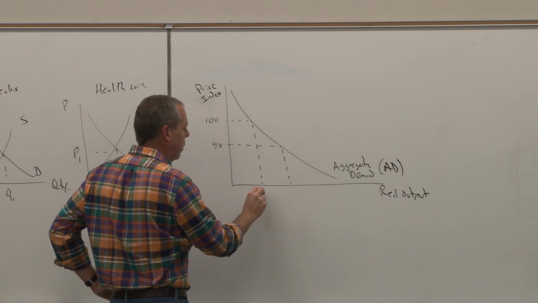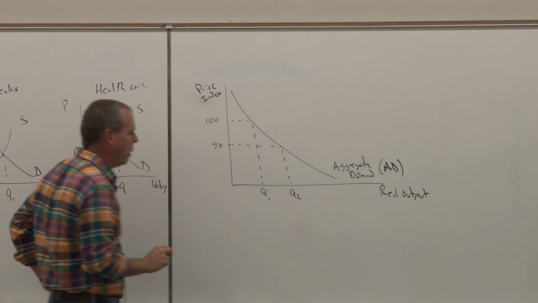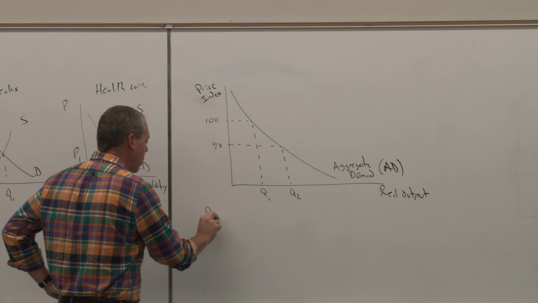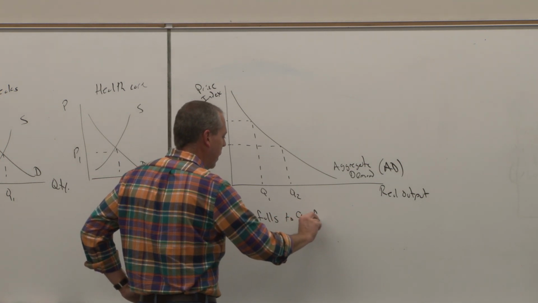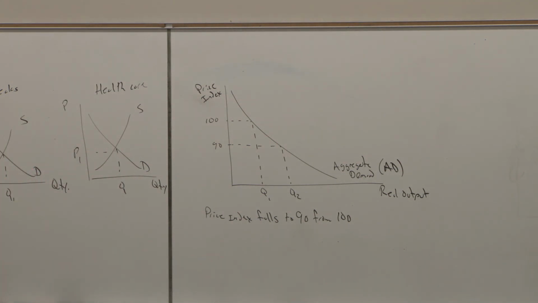And this is some level of output. I'll call it Q. We've got Q1 and Q2 here, some level of output, right? And if the price index falls to 90 from 100, what does that mean? It means prices on average have done what? They've fallen 10%, right?